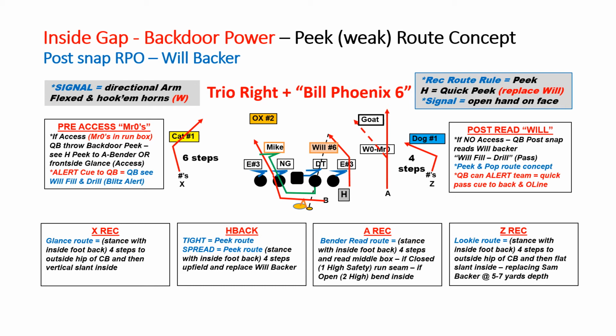The A and the Z still run their bender read and looky, and the X runs a glance, same as the pop. But now the H runs a hot bender read there also, typically replacing the will backer, because now when we go backdoor, the will becomes the read key.